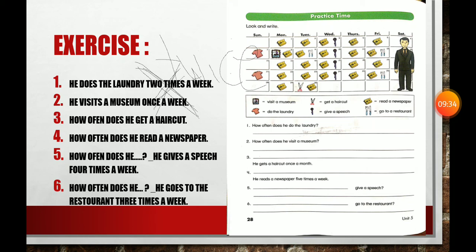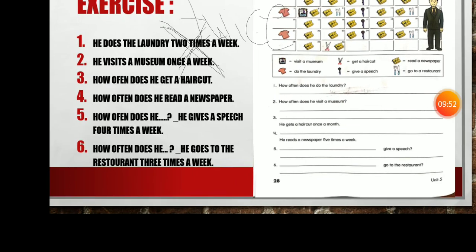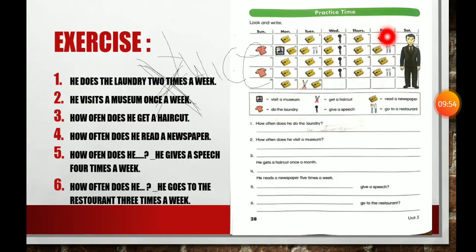Go to the restaurant. Where is the picture? Yeah, this is the picture of going to the restaurant. So, 1, 2, only 2 times. So, no, 3. 1, 2, and 3. How often does he and the rest go to the restaurant here? The answer, he goes to the restaurant 3 times a week.